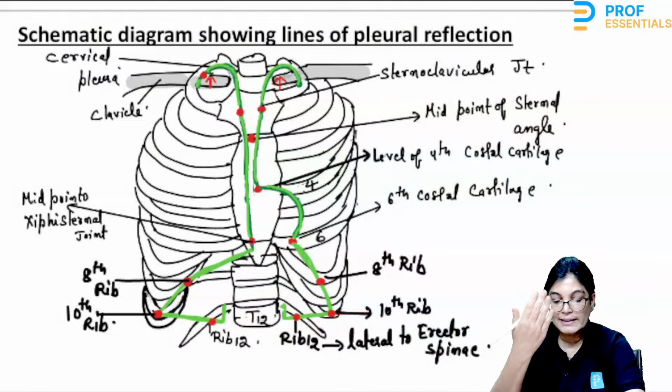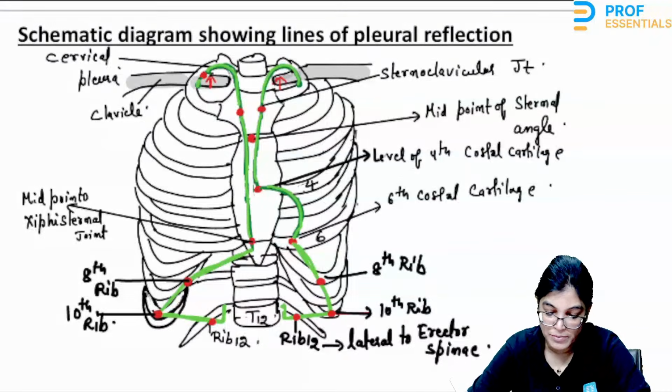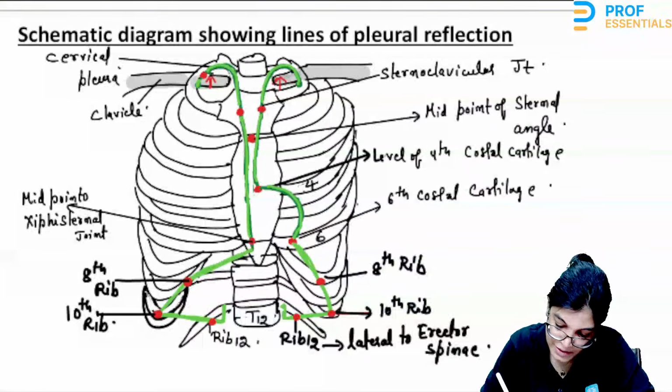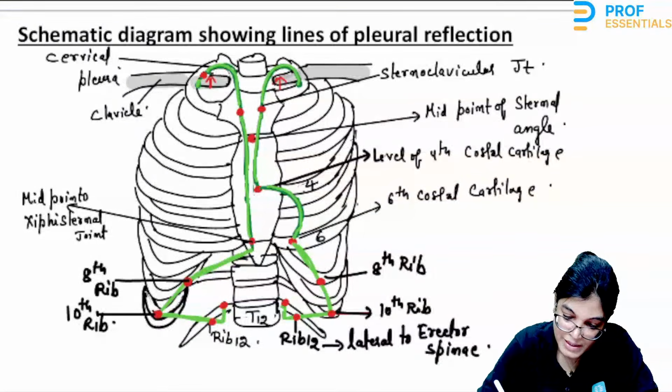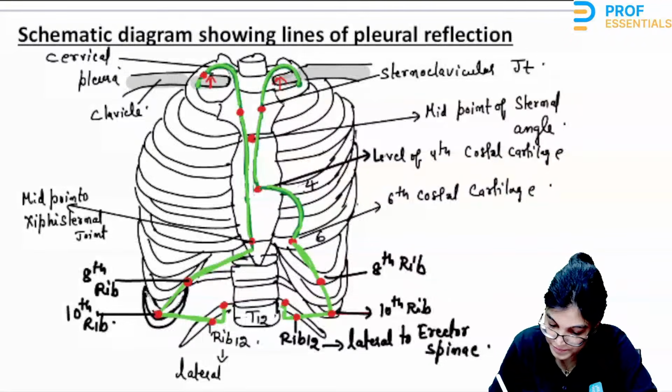So this is anterior view only. From here it will go again upward. So this is an important point which you have to know. So this is 12th rib, lateral to erector spinae muscle. As you can see here, this is exactly the 12th rib, and this is lateral to erector spinae muscle. If you want, you can mark it also. This is also lateral to erector spinae muscle.